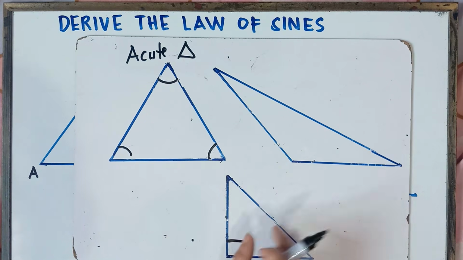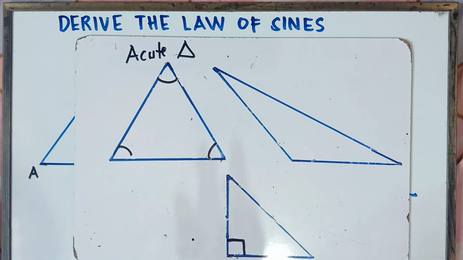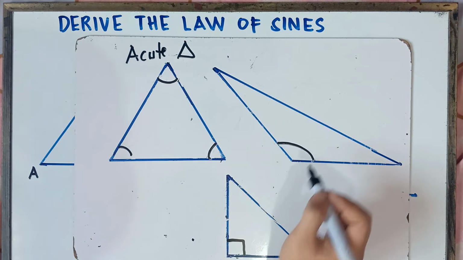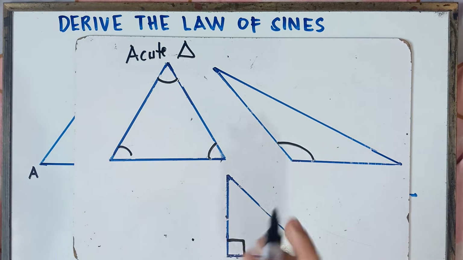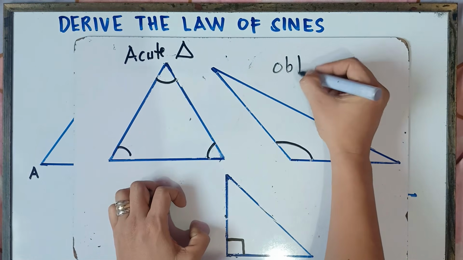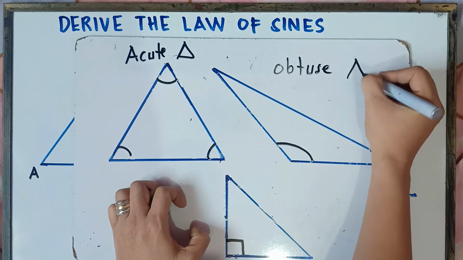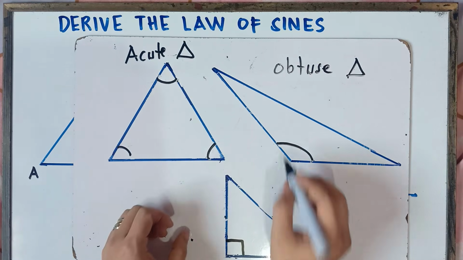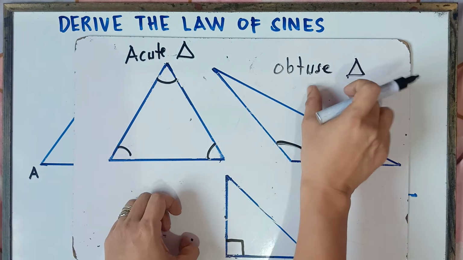Now, how about this one, class? What do you call this triangle? You have one angle greater than 90 degrees but less than 180. This one right here, class, you have an obtuse angle. What do you call this triangle? That's correct. We call this one an obtuse triangle, because there is one angle greater than 90 but less than 180.